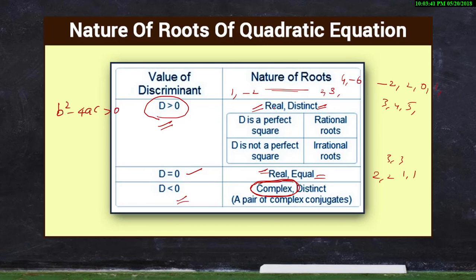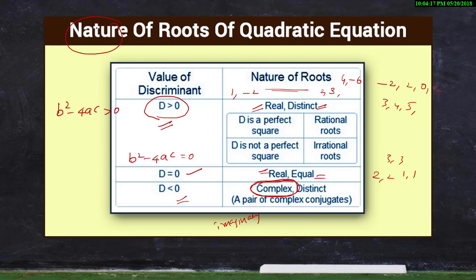And if D is equal to 0, that means b square minus 4ac is equal to 0, then the roots are real and equal. And if D is less than 0, then the roots are complex, that means imaginary. We can say imaginary roots or complex roots. So you have to remember this: by finding out just the value of the discriminant, we can say the nature of roots.